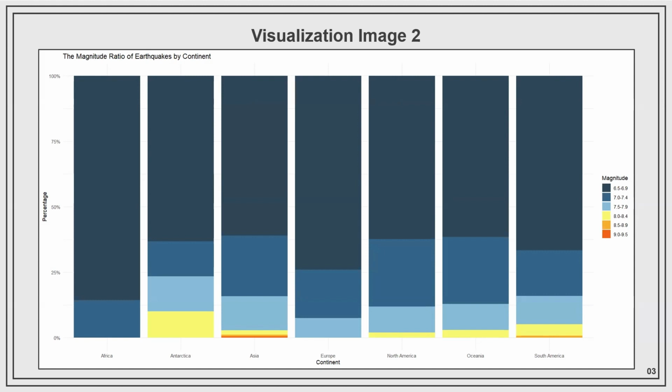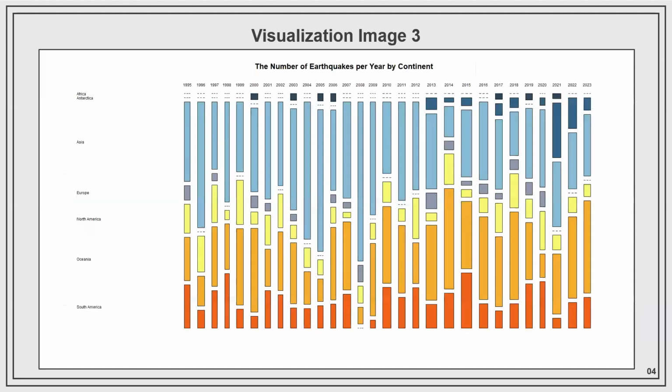Overall, the chart illustrates that moderate magnitude earthquakes are most common globally, with Asia and South America experiencing far more frequent higher magnitude events due to the tectonic activity. And then, going on to visual 3.